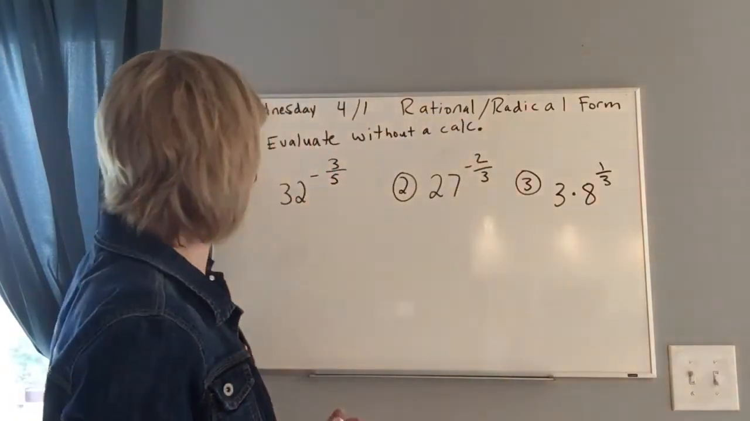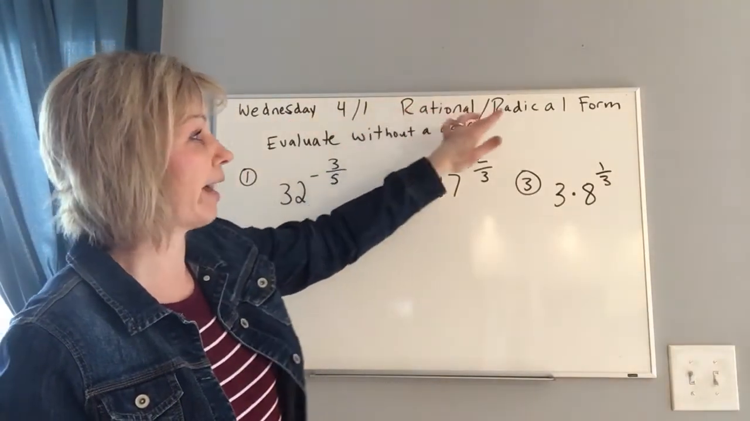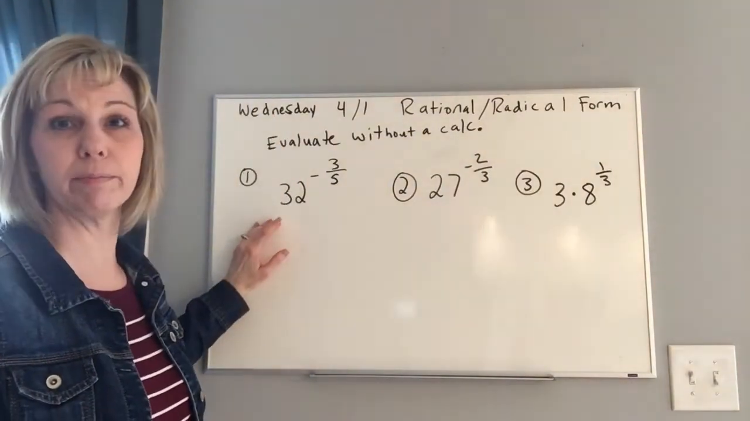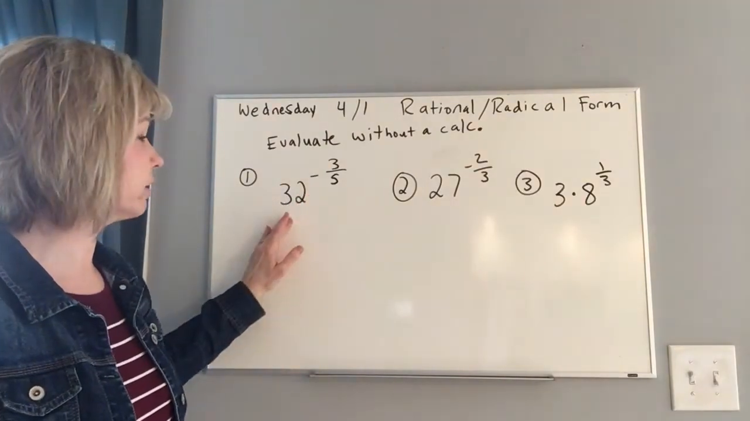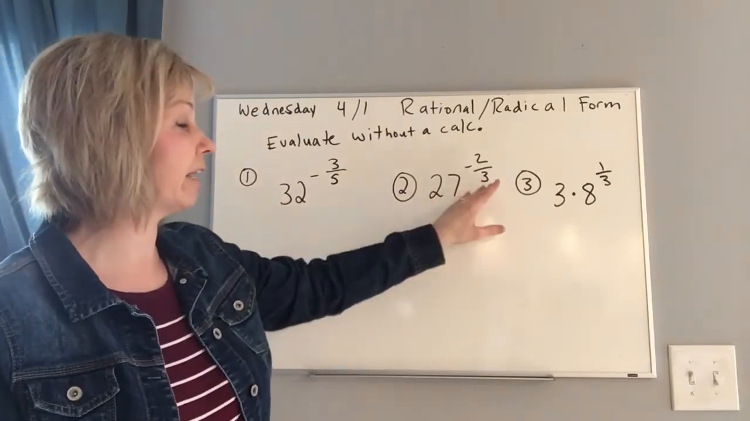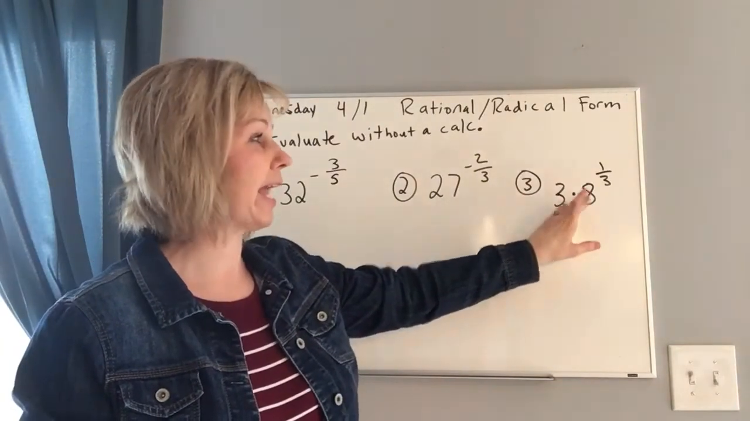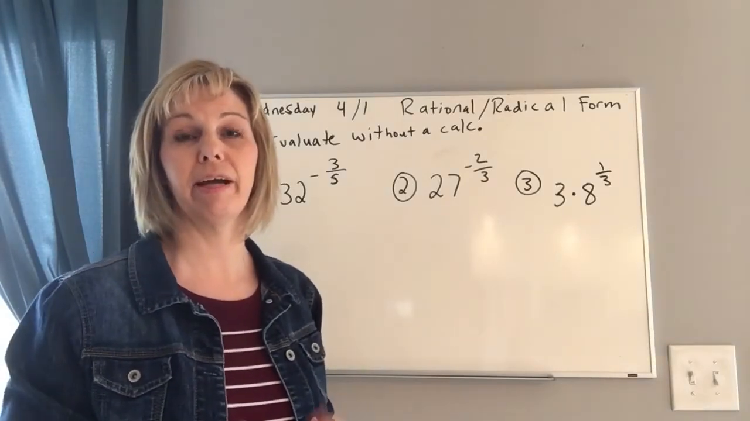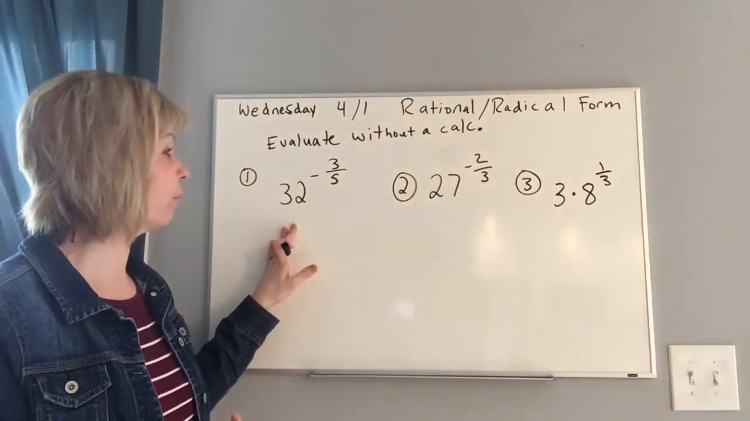So if you want to title your notes, today was Wednesday the 1st. We're doing rational radical form. Again, we're going to evaluate without a calculator. So if you want to write the 3 problems that I have: 32 to the negative 3/5, 27 to the negative 2/3, and then for 3, I have 3 times 8 to the 1/3 power. So we are going to look through those 3 problems together, and then I have a practice for you on this.